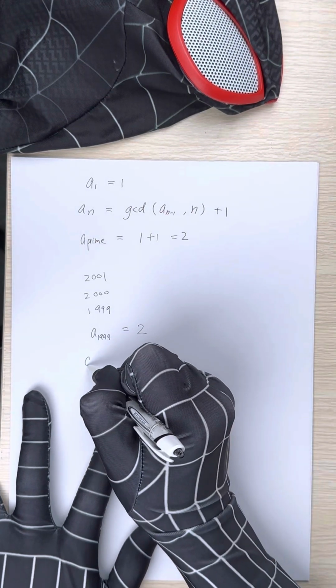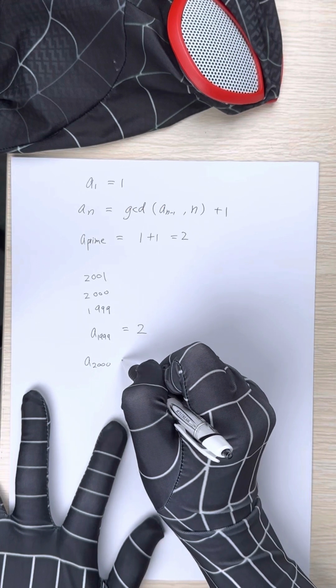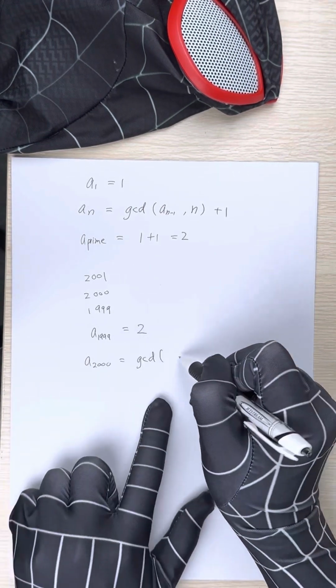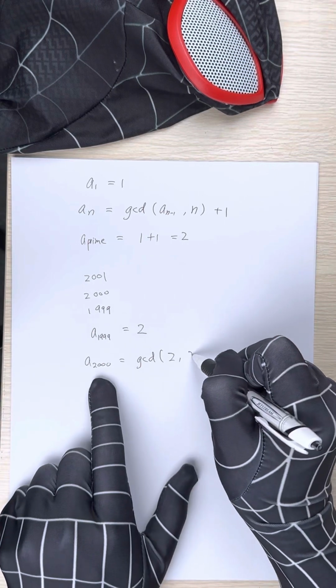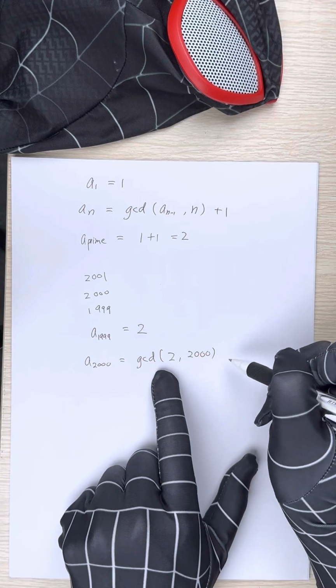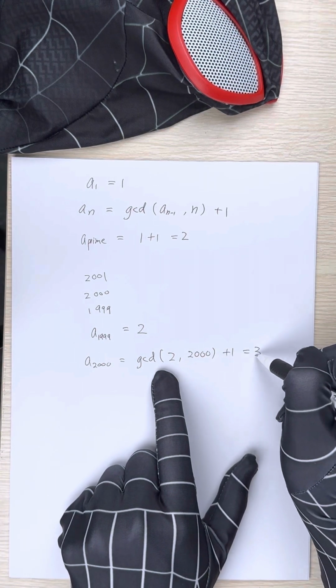So now what is the next term? A of 2000. That will be the greatest common divisor between the previous term, which is 2, and the number itself, 2000. Well, we know the greatest common divisor between these numbers is 2. Add 1 to that, we get 3.